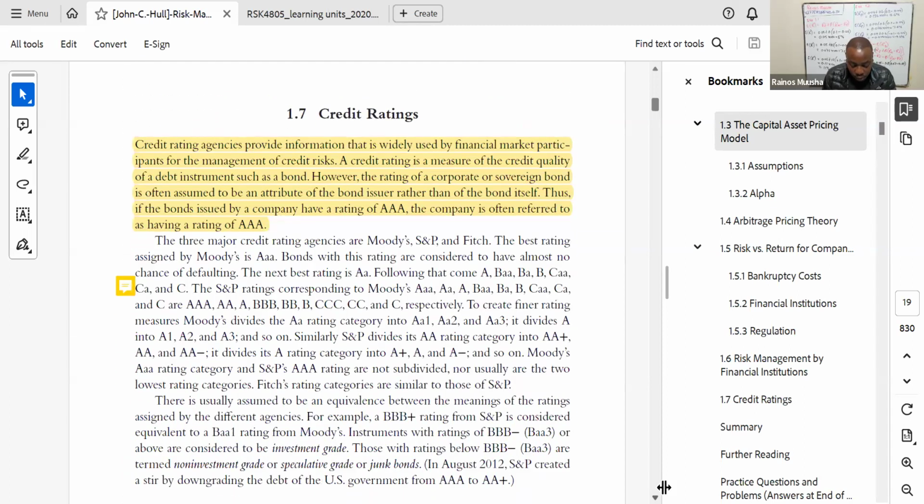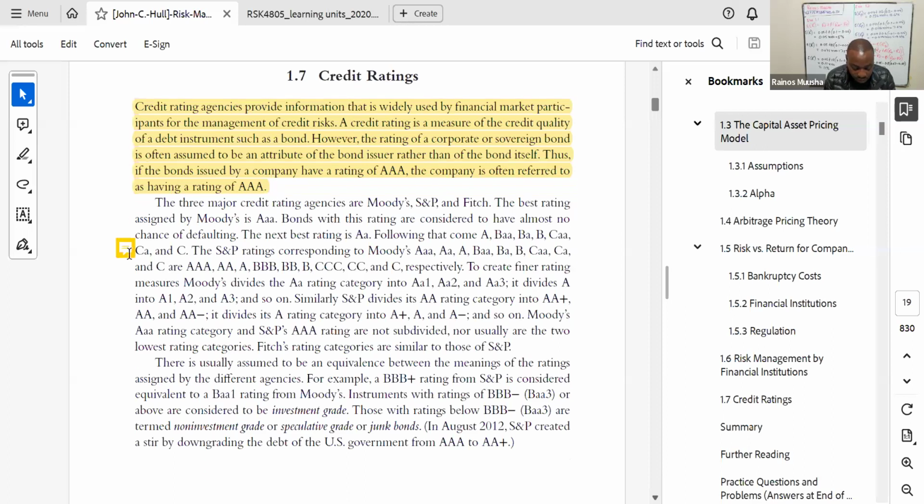In section 1.7, we also look at credit ratings. And here they say credit rating agencies provide information that is widely used by financial market participants for the management of credit risk. A credit rating is a measure of the credit quality of a debt instrument, such as a bond. However, the rating of a corporate or sovereign bond is often assumed to be an attribute of the bond issuer rather than of the bond itself. Thus, if the bonds issued by a company have a rating of AAA, the company is often referred to as having a rating of AAA, which is not necessarily the case as well.